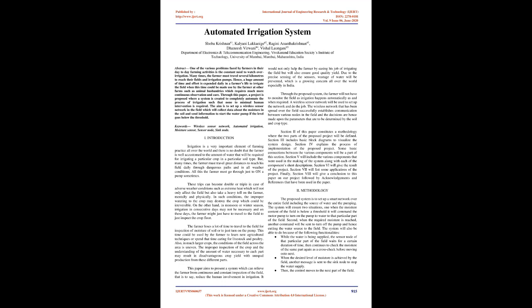continuous observation and care. Through this paper, a project is proposed where a system is created to completely automate the process of irrigation such that none to minimal human intervention is required. The aim is to set up a wireless sensor network in the field which will collect data about the moisture in the soil and send information to start the water pump if the level goes below the threshold. Keywords: wireless sensor network, automated irrigation, moisture sensor, sensor node, sink node.